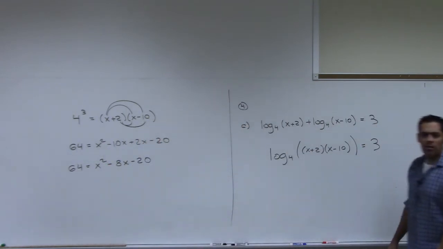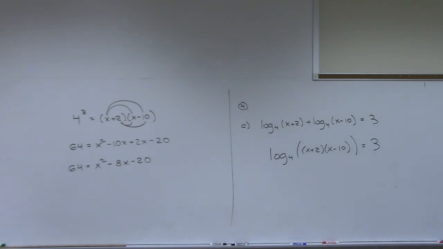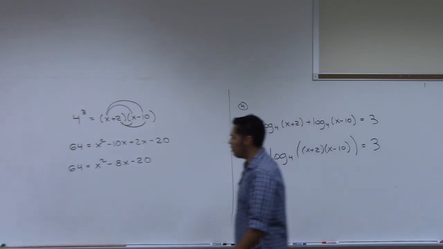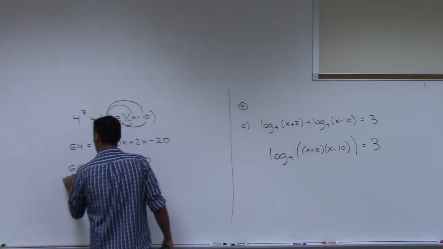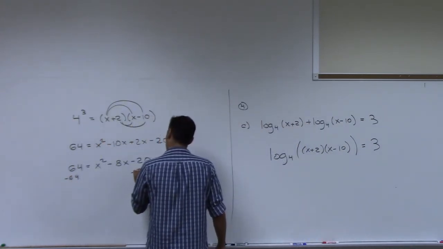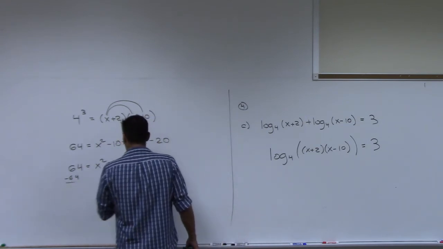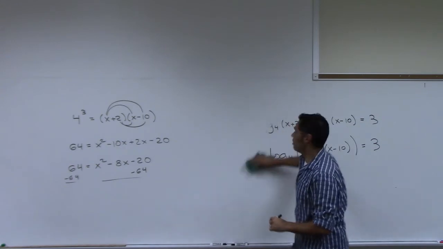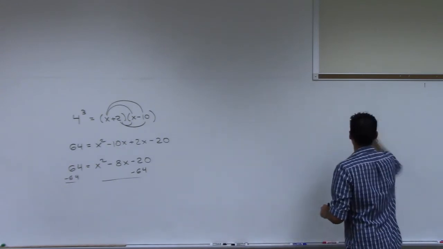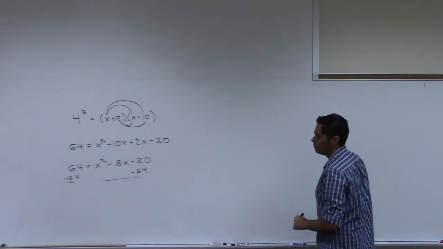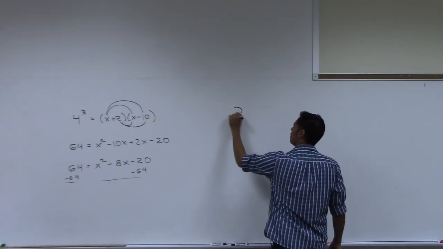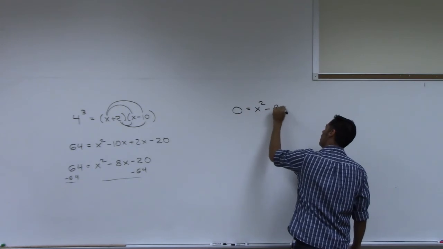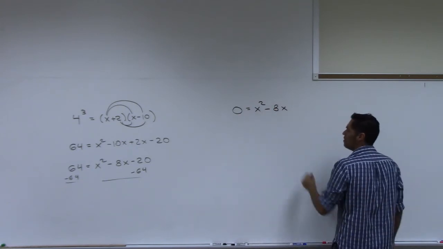What type of equation do I have? It's a quadratic equation. So to solve this, I need to move everything to one side. So how about we subtract 64 from both sides? And then what will my new equation be if I subtract 64 from both sides? 0 equals x squared minus 8x, and then what? Minus 84?